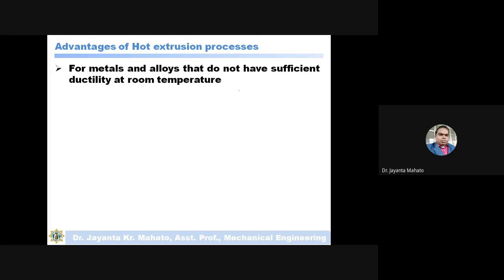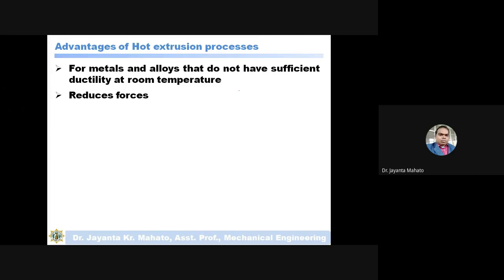Okay, because at the recrystallization temperature, grain growth occurs and the material flowability increases, means ductility will increase. The ductility of the material increases with the increase of temperature, and above the recrystallization temperature, the ductility of the material increases more. And another advantage is reduced force, means less force is required compared to the cold extrusion process.